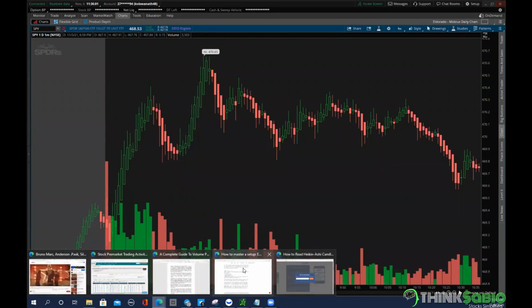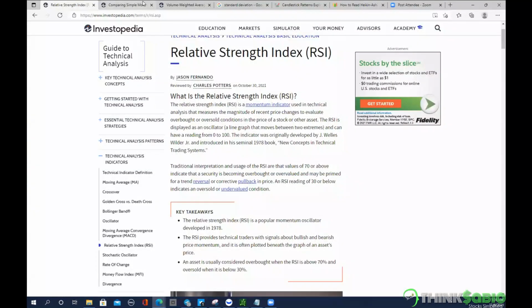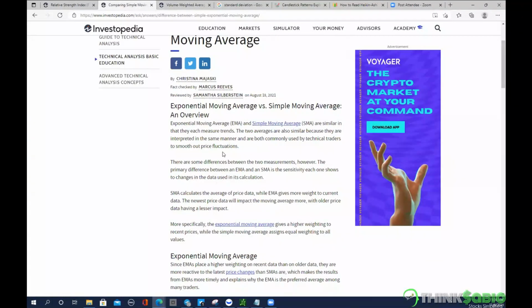Now, there are two types of moving averages. Let me show you what they are. One is the exponential moving average, and one is the simple moving average. Most of the great traders in the past probably only used a simple moving average, maybe 50 and 200. That's it. They didn't have any other studies. That itself used to be enough for the people back then.